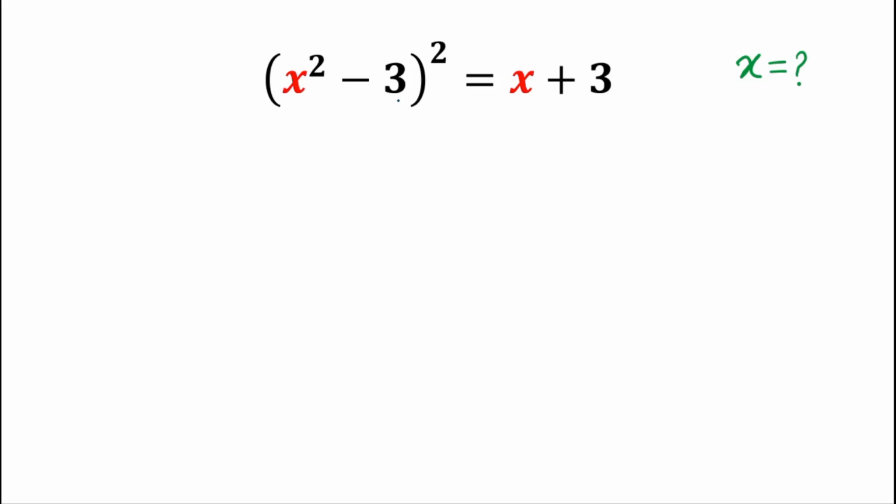Here (x² − 3)² is equal to x + 3. Here we need to calculate all possible values of x.